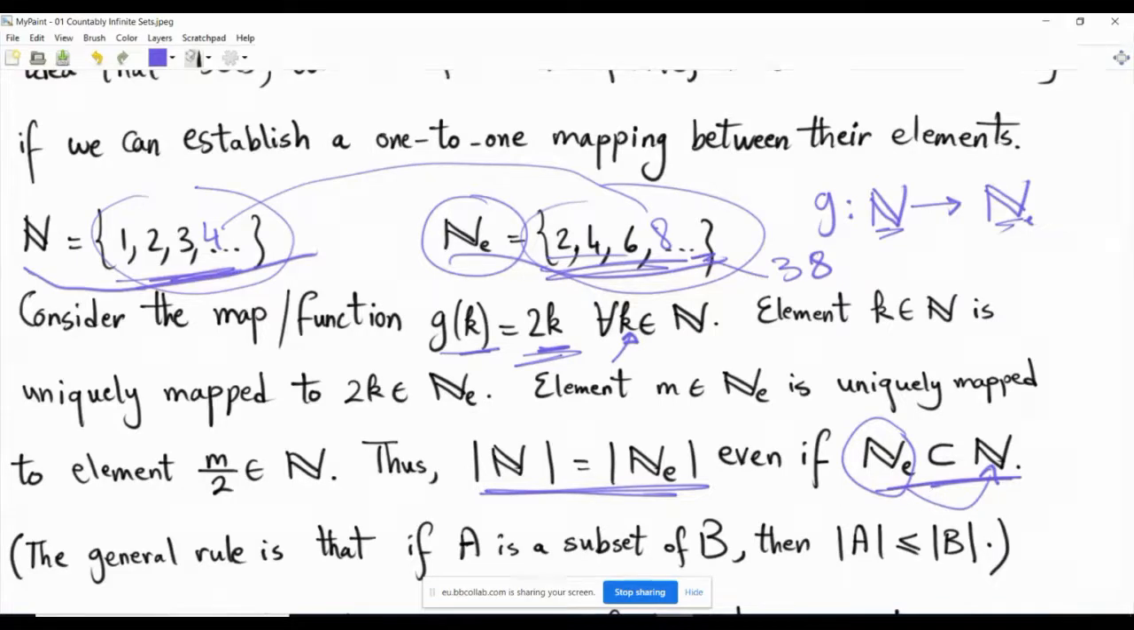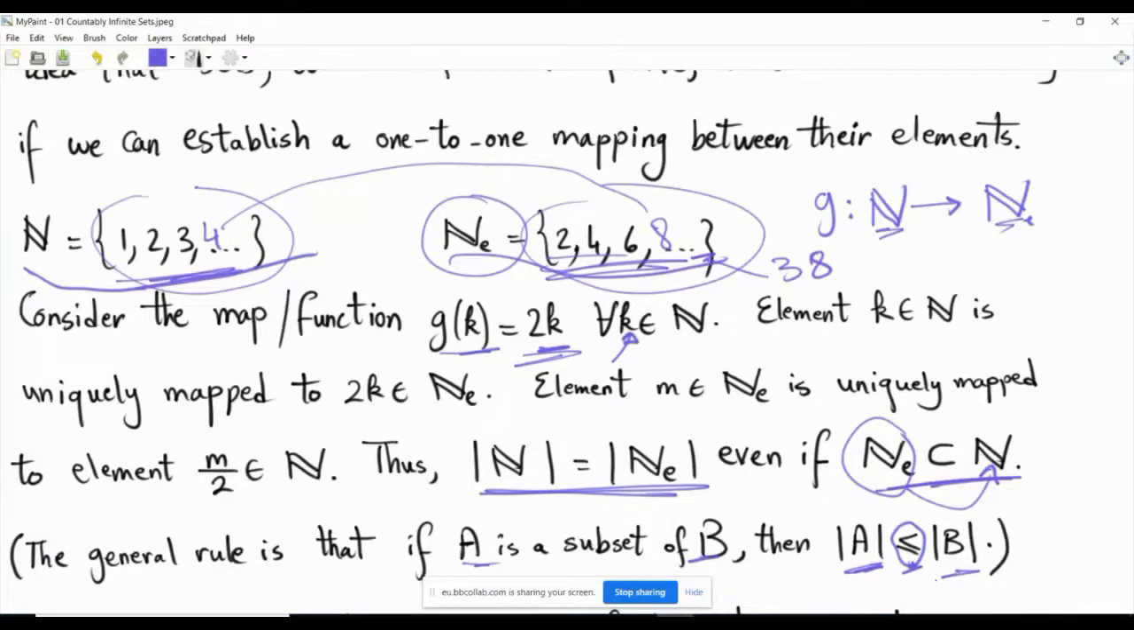Okay, so there is a rule that if A is a subset of B, then the cardinality of A is less than or equal to the cardinality of B. But it may happen that one set is a proper subset of another set. Both are infinite sets. So one infinite set can be a proper subset of another infinite set, and yet they have the exact same cardinality.